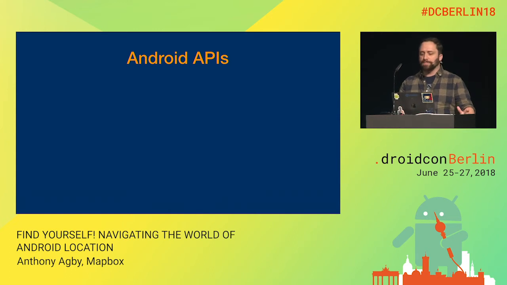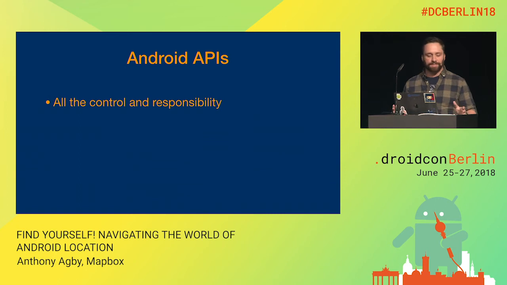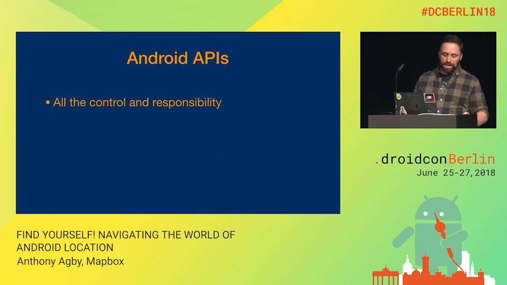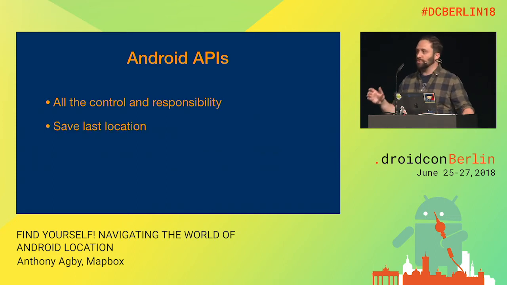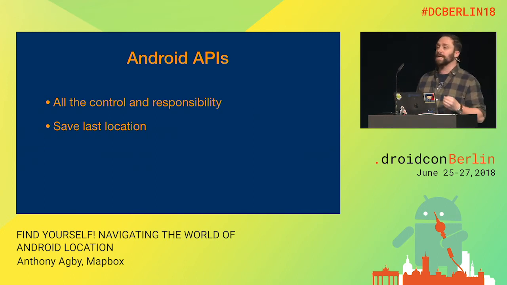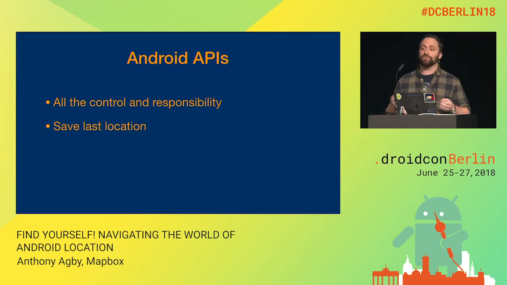Now, onto the Android built-in APIs. In this case, all the control and responsibility is in your hands. You have to pick the provider, you have to turn them on and off, and you have to determine if you're switching between providers and under what circumstances you're switching between those multiple providers. You have to save your own last location. So this is something you should probably do very securely and make very easy for yourself to grab so you can actually give your users a location update when they need it.